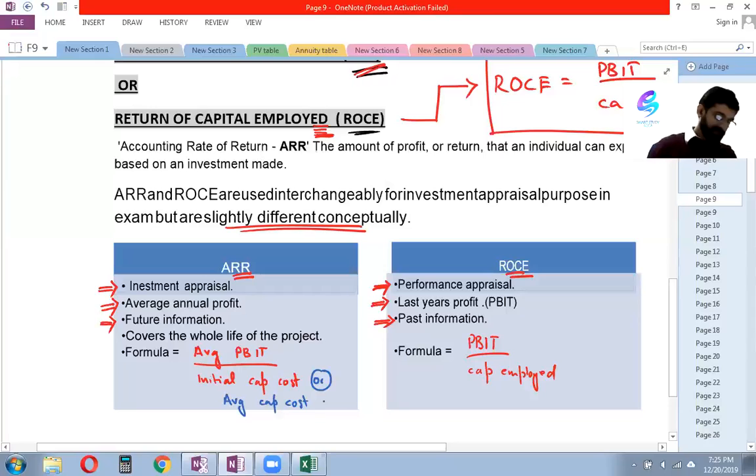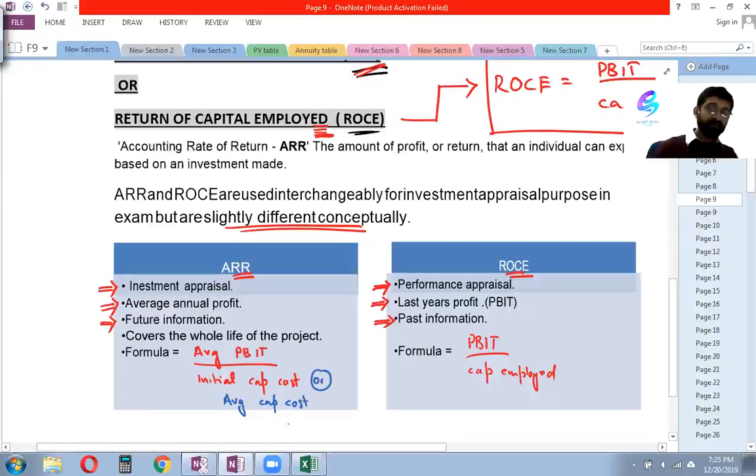No. Your examiner never gives you any choice, right? So this is actually dependent on the examiner, that how the examiner wants to test you. So the examiner will be telling you to calculate ARR on the basis of initial capital cost or on the basis of average capital cost, right?